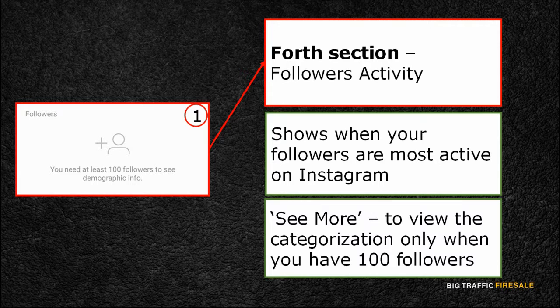The last section is the Followers Activity. This bar chart shows you when your followers are most active on Instagram. You can even tap the See More icon to view the categorization.